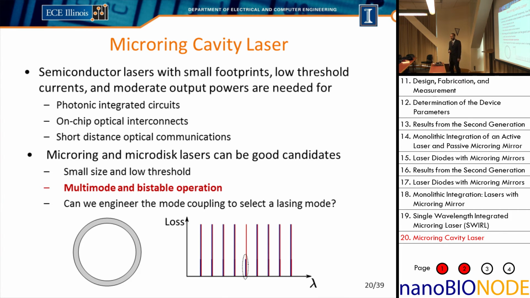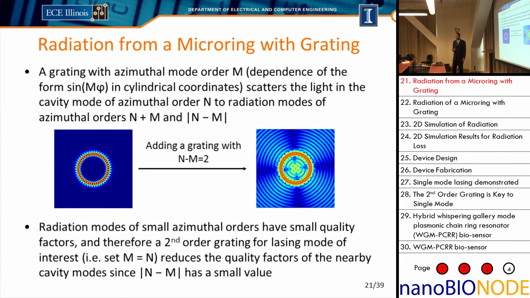So the question is, can we engineer the mode coupling to select a specific lasing mode? Can we do this by putting a grating on our structure to increase the loss of all the modes except for one? The answer is yes. And so the way that you do this is you form a grating with azimuthal mode order m. And so that puts a perturbation on the cavity of the form sine of m phi. What this does is, if I have the ordinary mode n for the ring and I have the grating with mode m, I scatter into modes n plus m and n minus m.